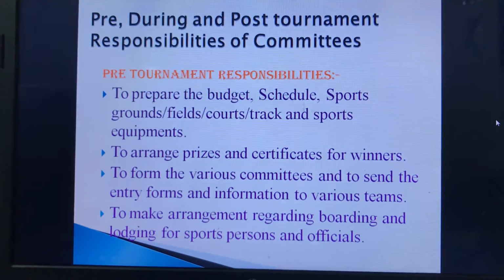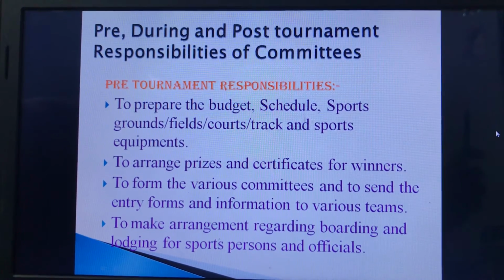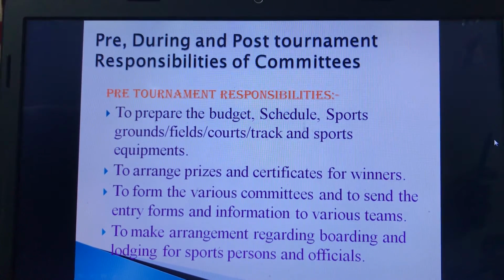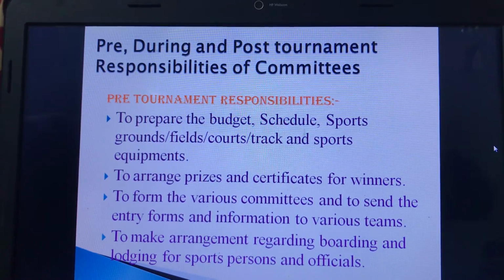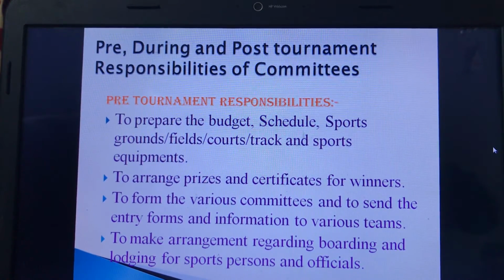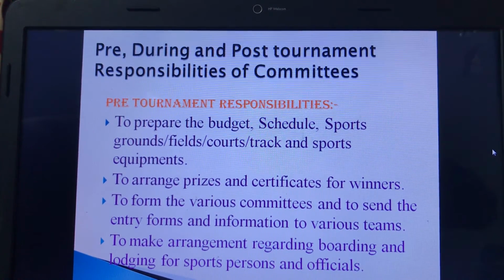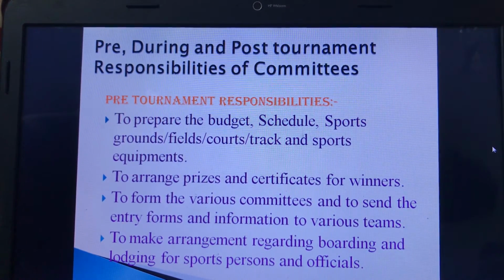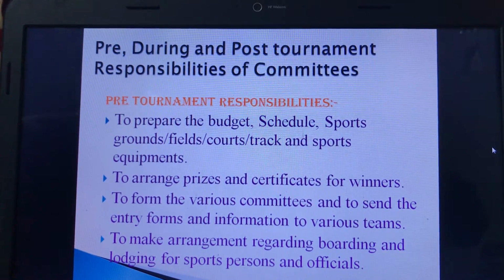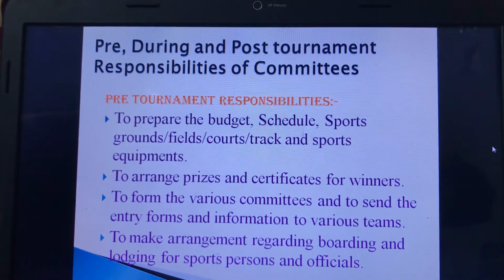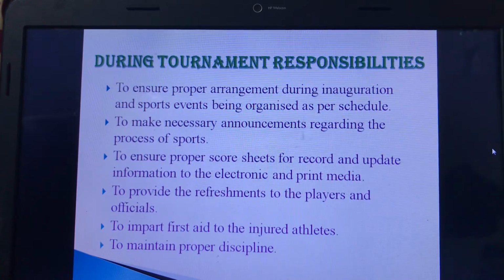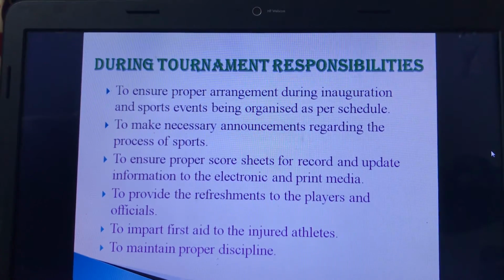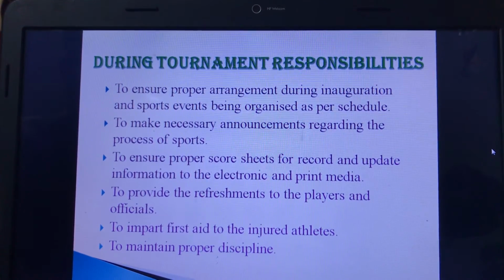Booking the ground is very important for them. Without booking the ground, or arranging boarding and lodging for the athletes, nothing is possible. Because when so many athletes come, we cannot do anything if there is nowhere for them to stay. So booking hotels and all is very important. These are all the very important pre-tournament responsibilities of these particular committees. And we will move to during-tournament responsibilities.